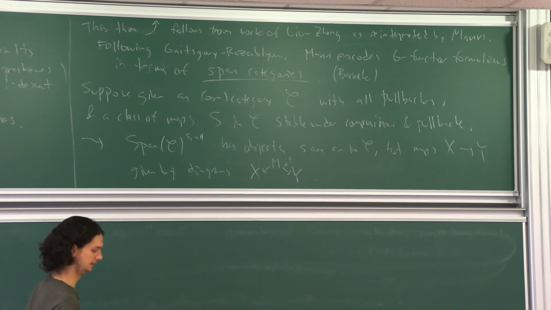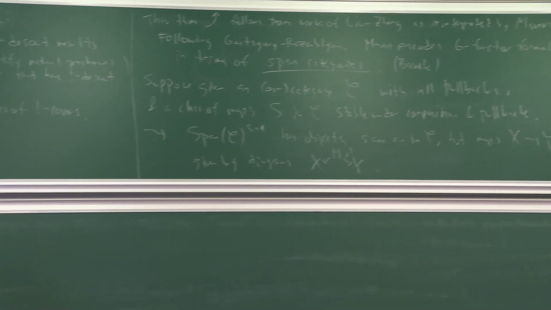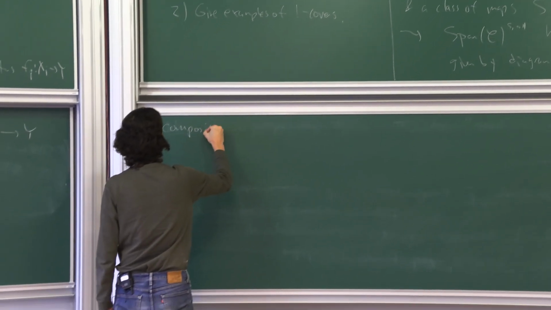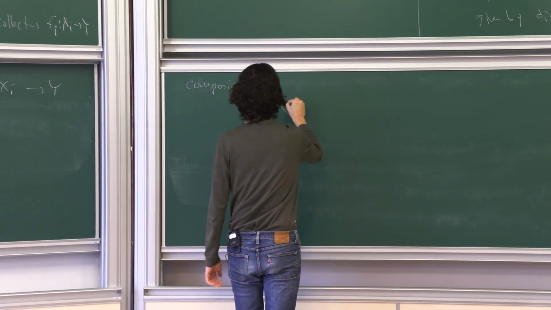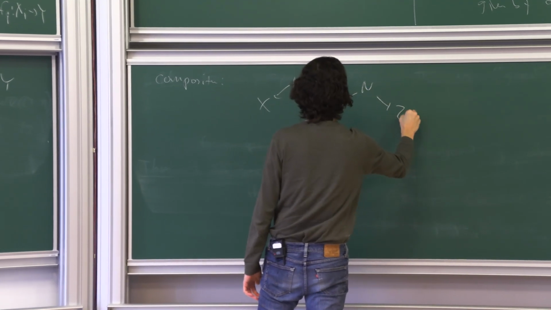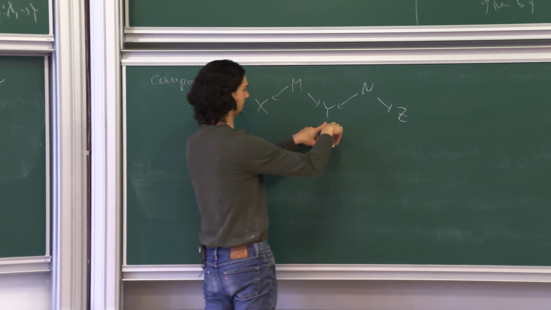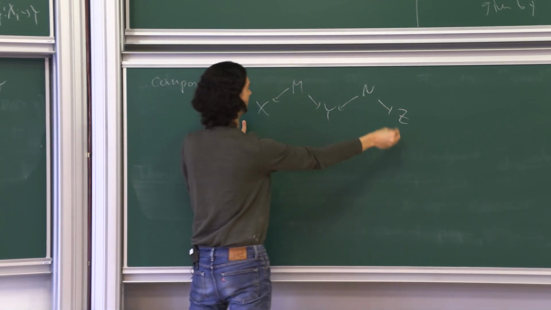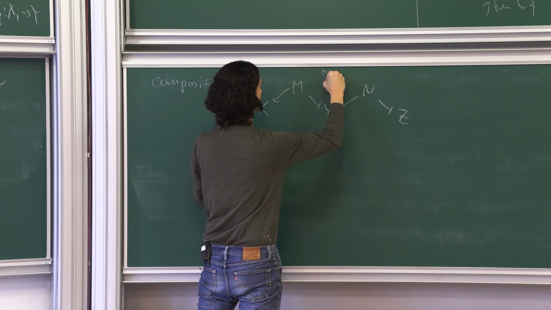And then the composition is given by pullback. So I'll just write it down like this. You have a span from X to Y and a span from Y to Z. You want to make a span from X to Z, you just do the pullback here.